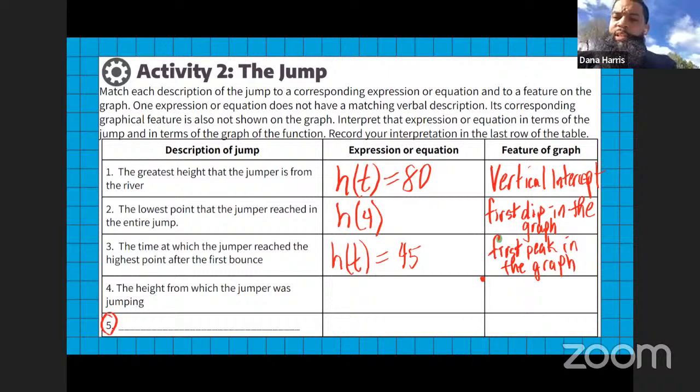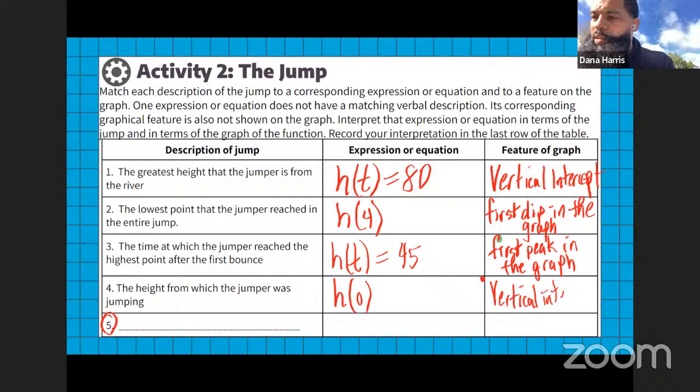So then now it says the height from which the jumper was jumping, okay? Well, when the jumper first jumped, it's going to start at the highest point, right? So they haven't jumped yet. So no time has passed since they have jumped. So we're going to say this is going to be h of 0, okay? And in this case, this is also the vertical intercept, okay?